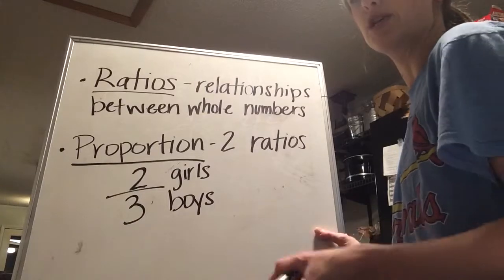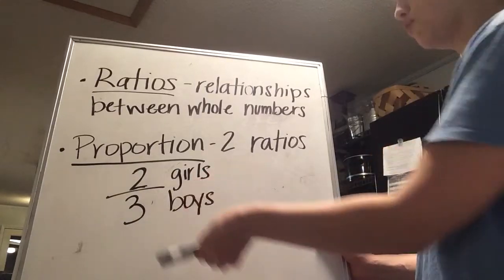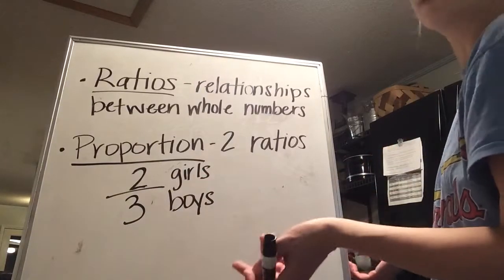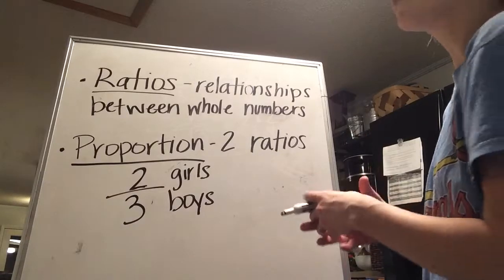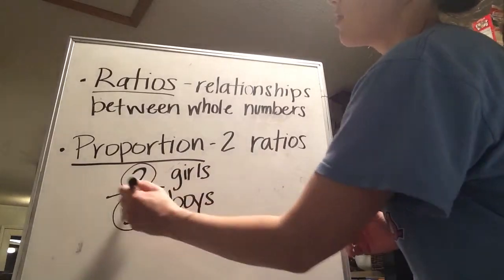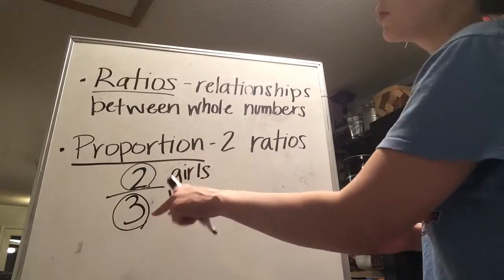And notice I'm saying "2 to 3." This is not read "2/3" because it's not part of anything. We're dealing with whole numbers. So this represents a whole number and this represents a whole number. 2 whole girls, 3 whole boys.